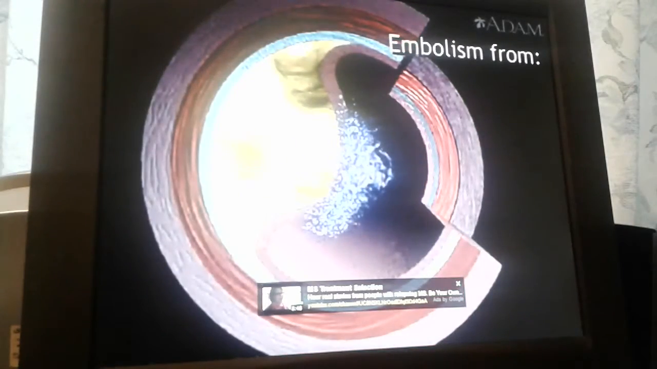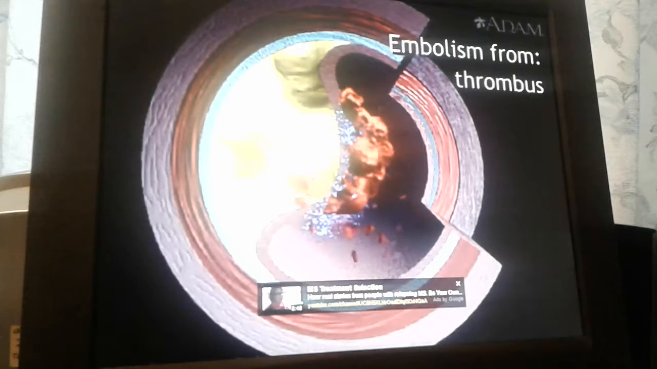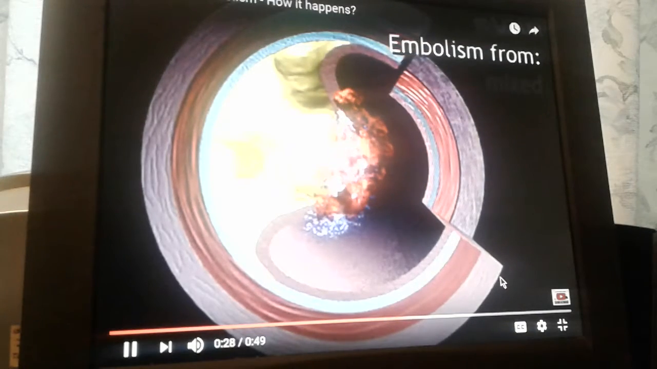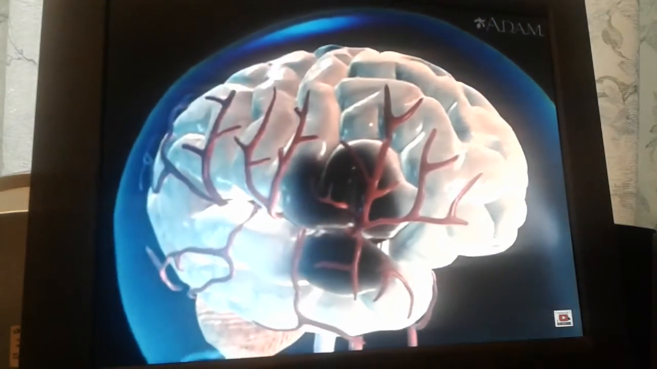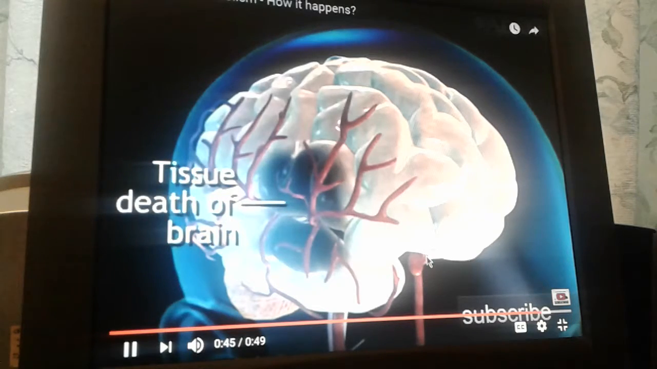Emboli can be made up of various substances such as platelets, elements in the blood that help it clot, blood clots that form elsewhere and pass to the damaged area, cholesterol, or a combination of things. For example, all right, can we watch a little more? An embolism is formed in the carotid artery and breaks loose, traveling towards the brain, where it will eventually lodge, blocking the blood the brain needs. The blocked artery deprives the brain of oxygen, which causes damage to the surrounding tissue.